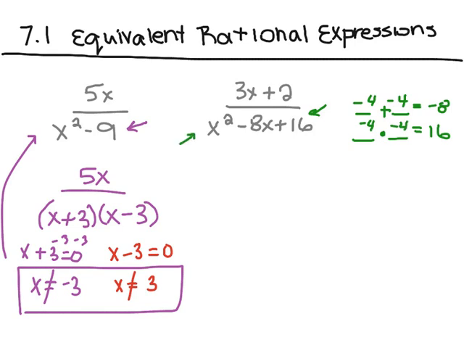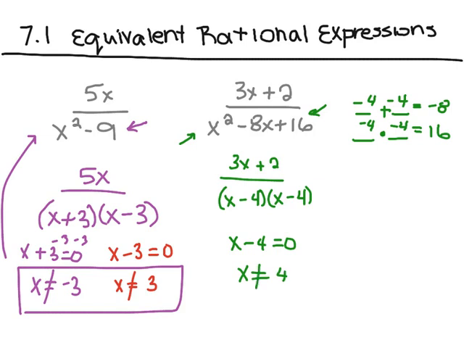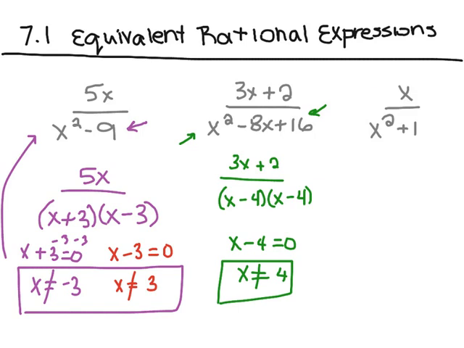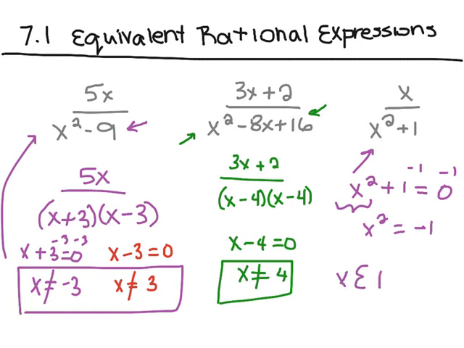And because a is 1, it'll factor out to be x minus 4, x minus 4. So x minus 4 can equal 0. So x equals 4 is our non-permissible value. For the last one, this is our denominator, so x squared plus 1. There's no possible way to make that 0 because we know that x squared will never be a negative 1. So for this one, we have no non-permissible values, so x can be an element of the real numbers, any number at all.